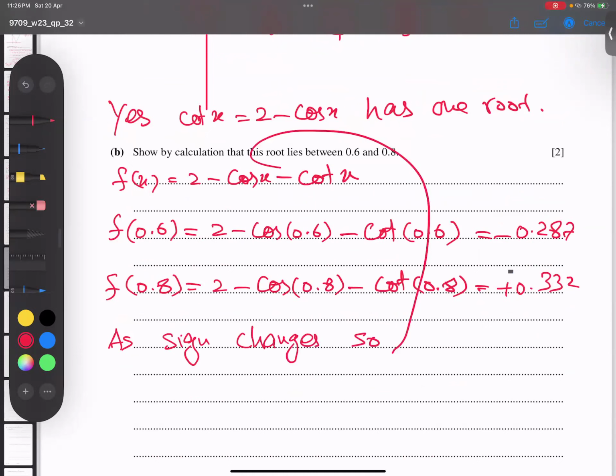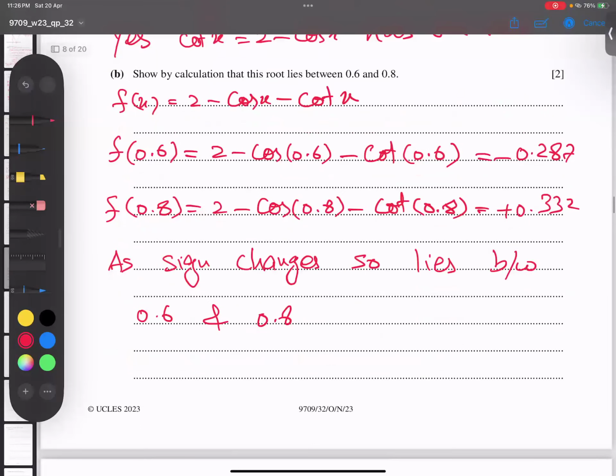So the root lies between 0.6 and 0.8. Now let me give you some clarity, then you will understand. Let's say any graph, I just give you an idea, I believe you will understand.